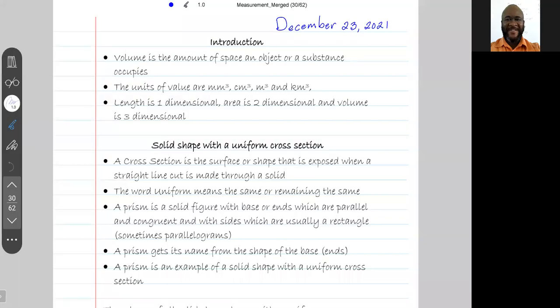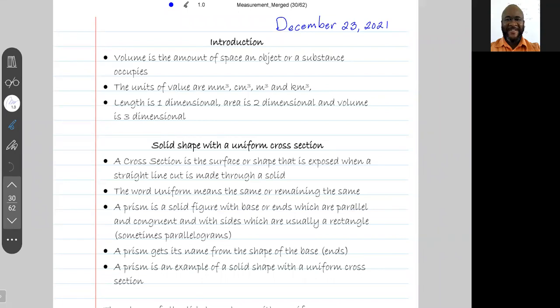All right, so today we'll be doing solids. So this is my introduction. If you're going to do solids, a word you're going to come across a lot is the word volume. Now this says volume is the amount of space an object or a substance occupies.